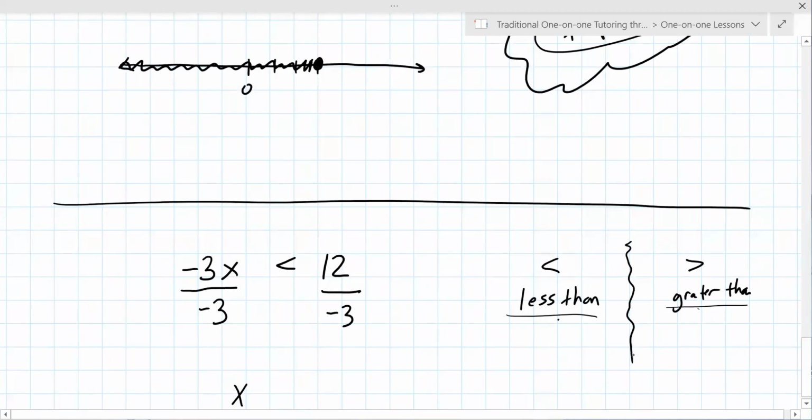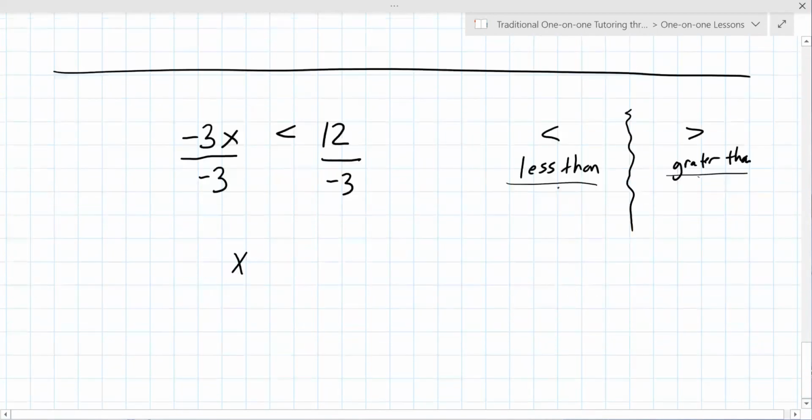It's like telling me in a game, Matthew, go right, left. Which way would I go? You have to be very specific with our language. It's currently a less than. What symbol should go here? Less than. But we divided by a negative. What does that do to the inequality? You have to switch it to greater than.